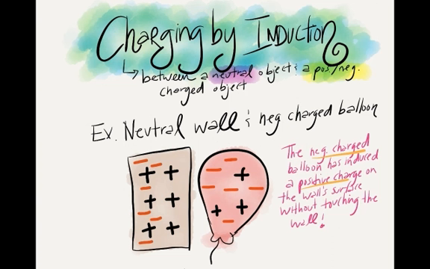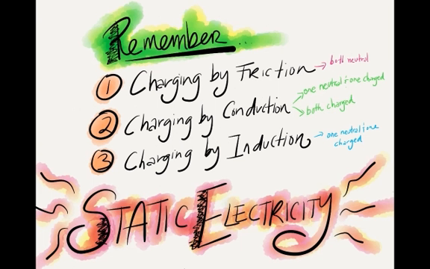wall. But a key thing to remember is that when the balloon is moved away from the wall, those electrons are going to move back forward. So then that charge will go away. And that's induction. So just a reminder, there are three types of charging within static electricity: charging by friction, charging by conduction, and charging by induction.